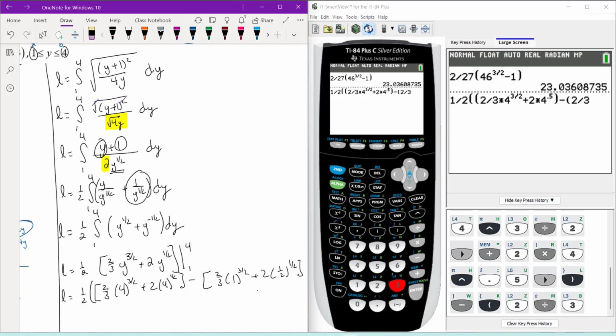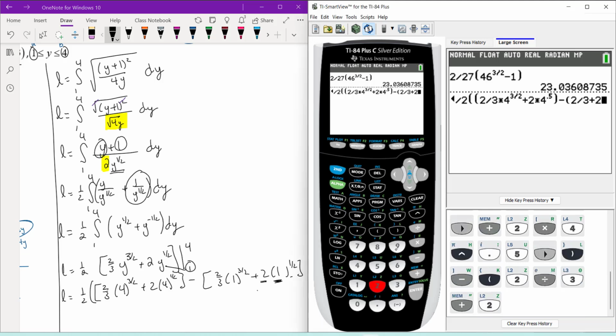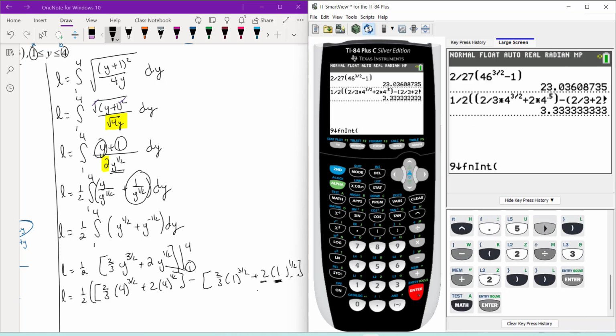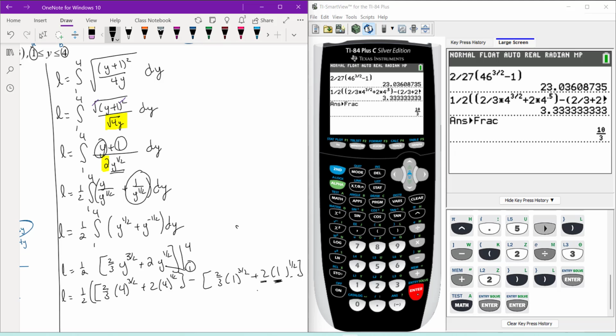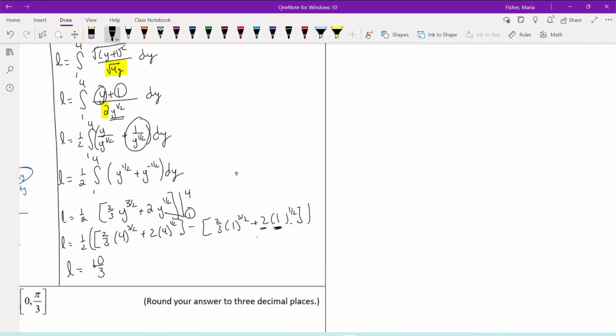and this should have been a 1 to the 1/2, not a 1/2 to the 1/2. So when we plugged in a 1 here, this should have been 2 times 1 to the 1/2, and 1 to the 1/2 is just going to be 1, so I'm just going to say plus 2 over here. Hit enter and then make this a fraction, and we end up with our arc length is 10/3. So our arc length here is 10/3.